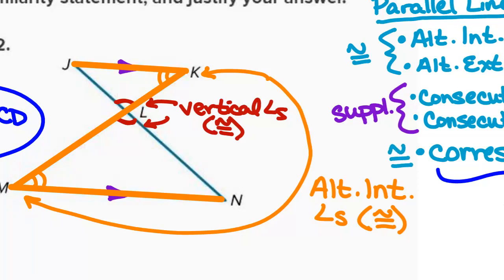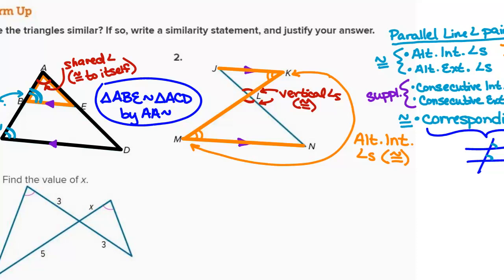I could also have taken my Z and drawn it the other direction. We could have gone from K to J, J to N, and N to M. And then I still would have had alternate interior angles, but it would have been J and N instead.